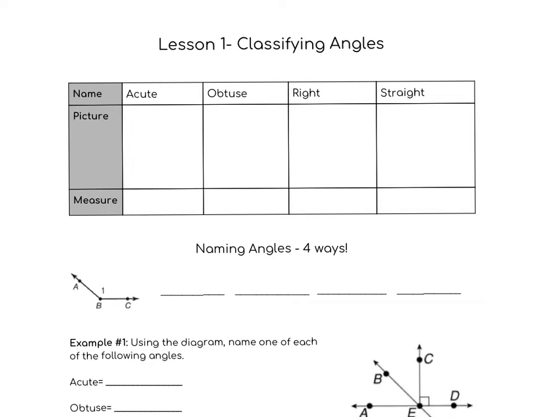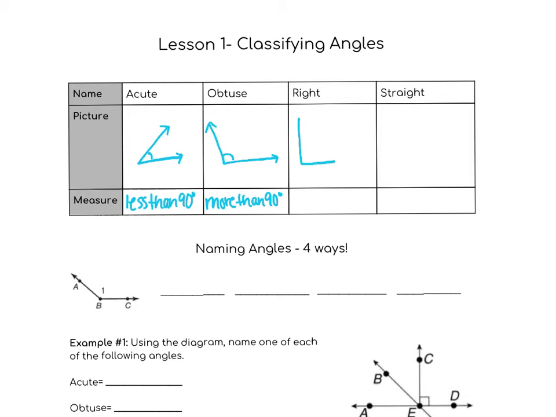So for my picture, an acute angle is usually a smaller angle. It doesn't have to be perfectly like that, but that's about it. And the measure is less than 90 degrees. Obtuse is usually a little bigger. See, the angle measures bigger, I should say, than the acute. This would be more than 90 degrees.